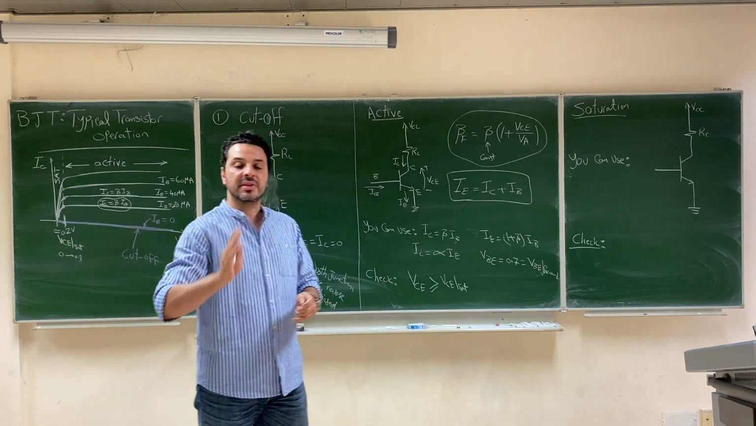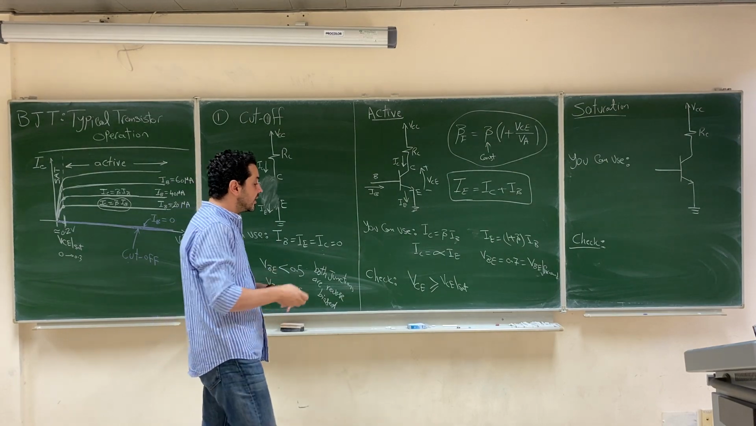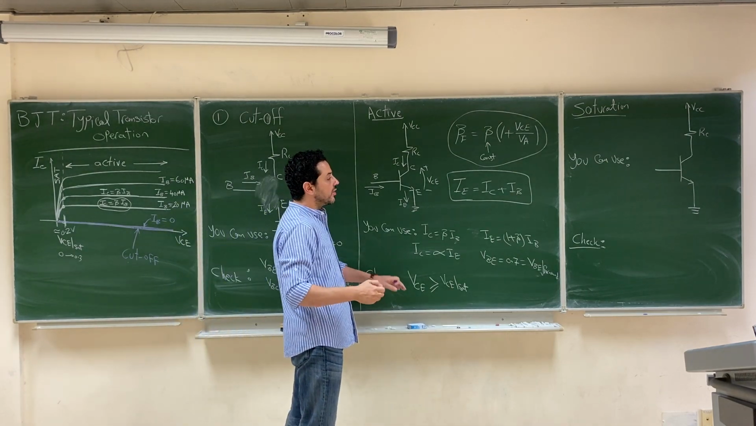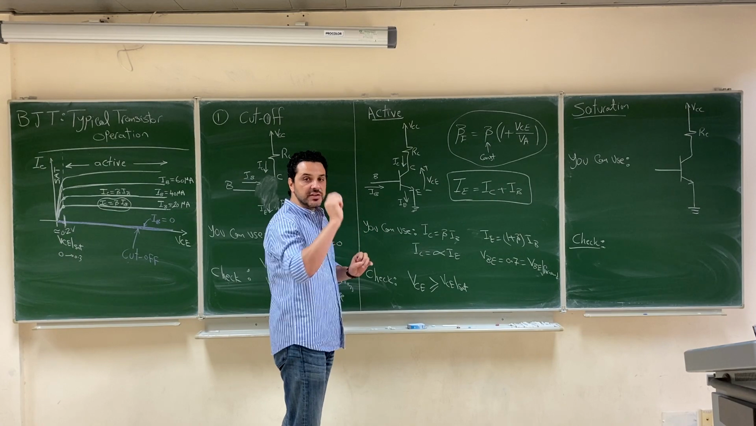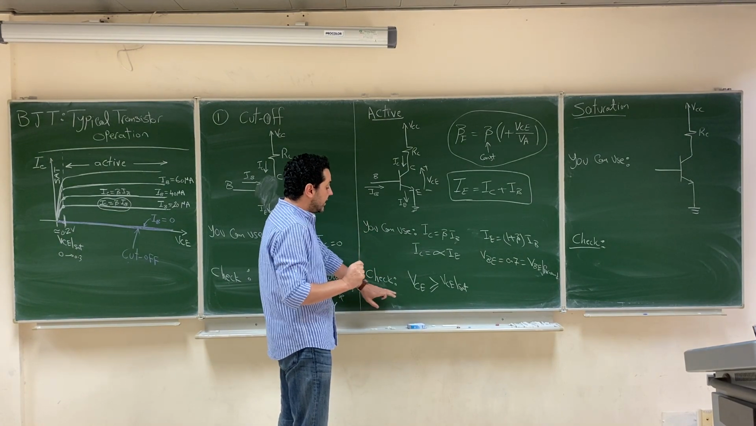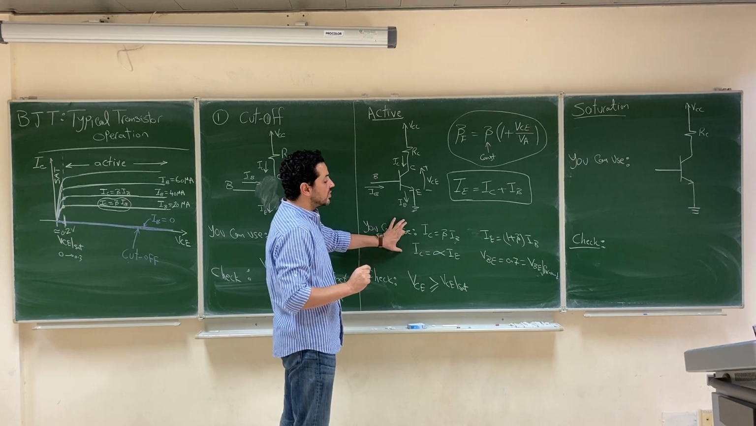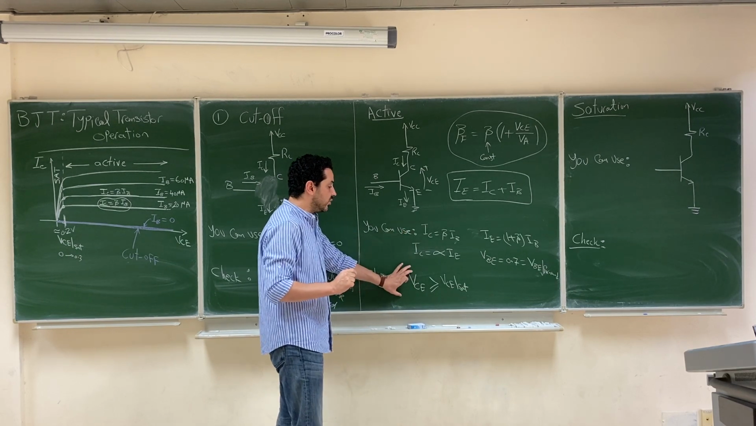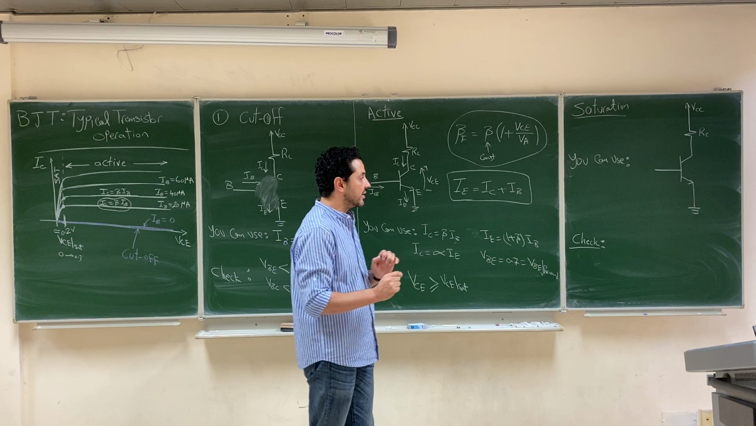It's correct to assume that this point is also saturation, no problem, okay? They will be exactly equal. This is the edge of saturation. We call it the edge of saturation. Okay, so this is your check. This is what you can use in order to solve your circuit, and this is how you check for that active region at the end.